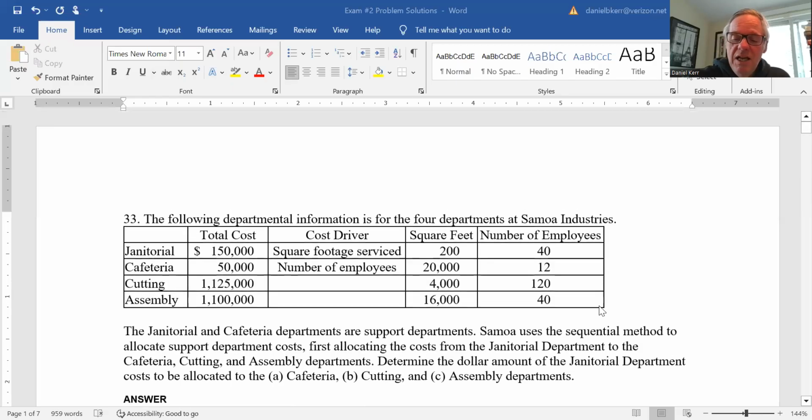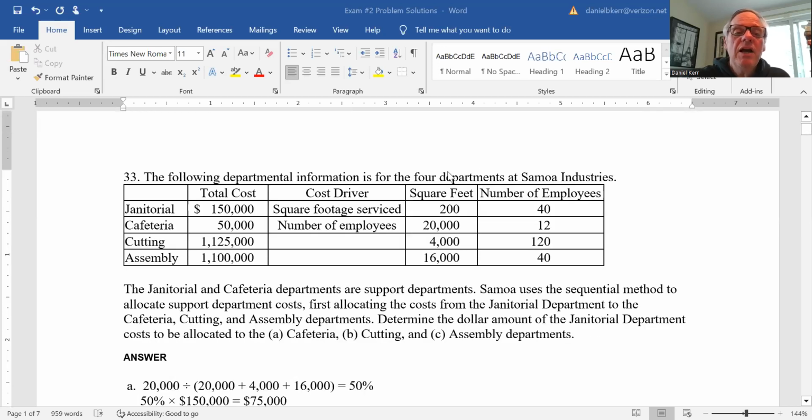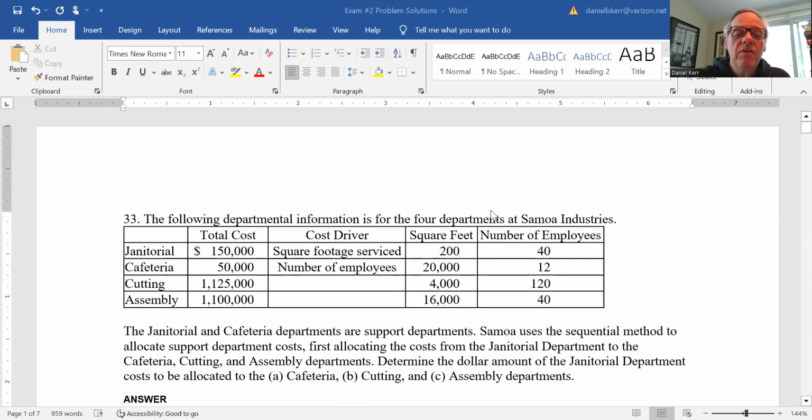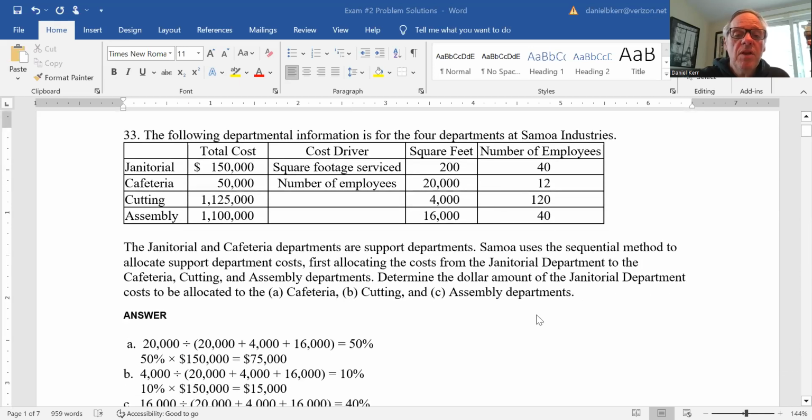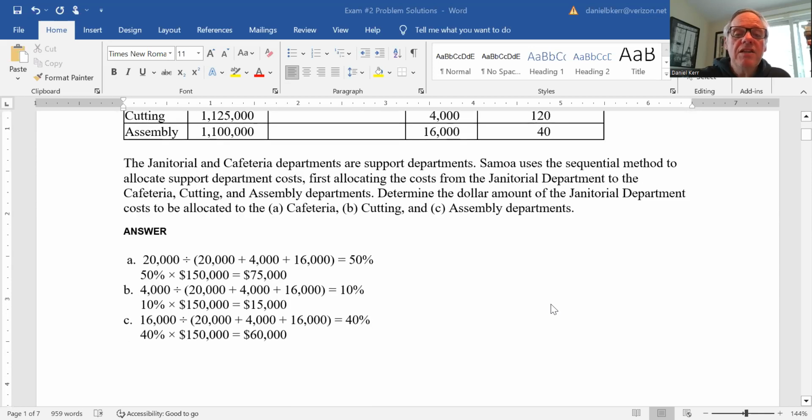So let me share my screen here. I do this by adding highlights. Let's go back to the first question here. Okay, so the following department information is provided for a company. This is question 33. Determine the dollar amounts to be allocated to the different departments.